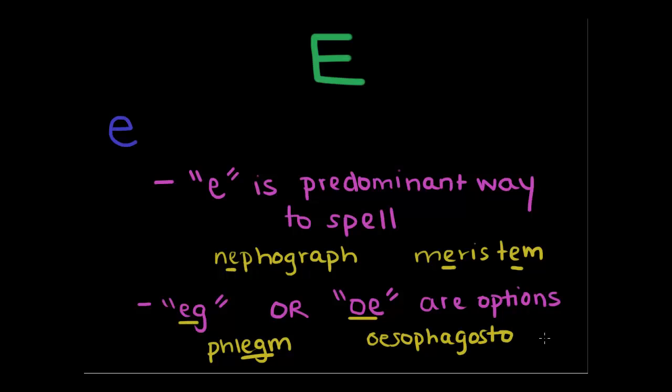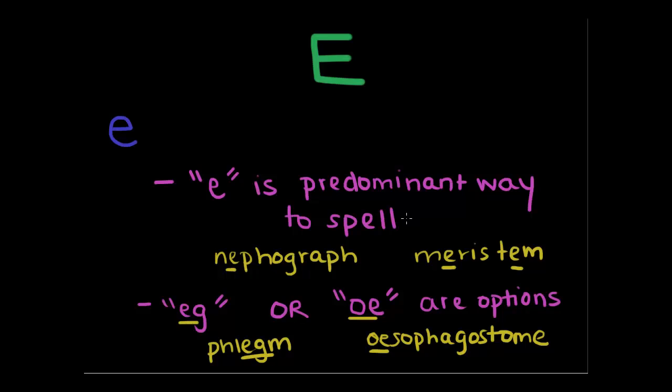Esophagostome. Now, if you know the root word in here, which is esophagus, you might be thinking, well, esophagus can be spelled with an OE or an E at the beginning, but this word, esophagostome, is not spelled with an E at the beginning. It's not even an alternate spelling, so it's just OE here. So those are things you have to look out for, but those are two examples of these rare spellings of the S sound, EG or OE, kind of rare.